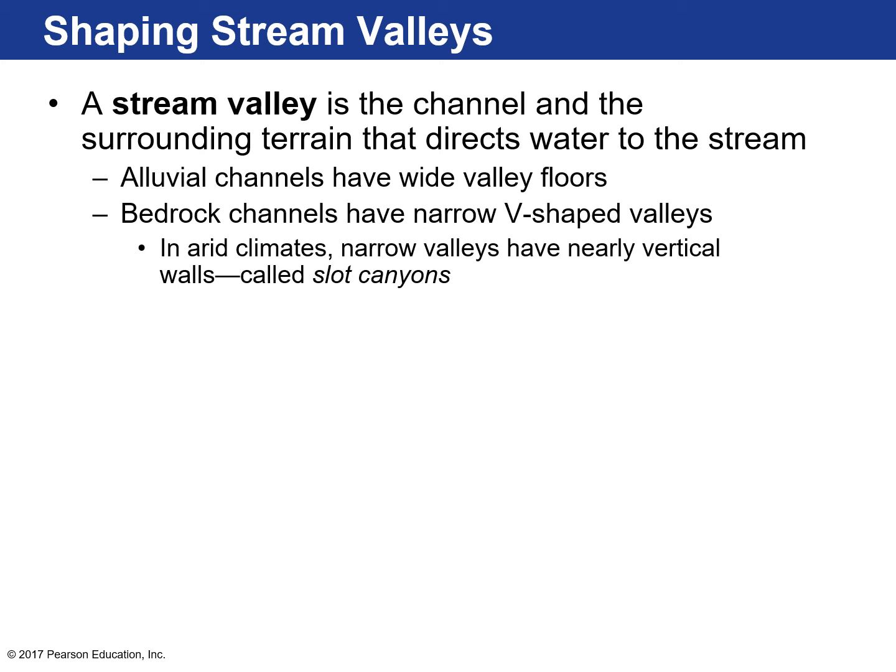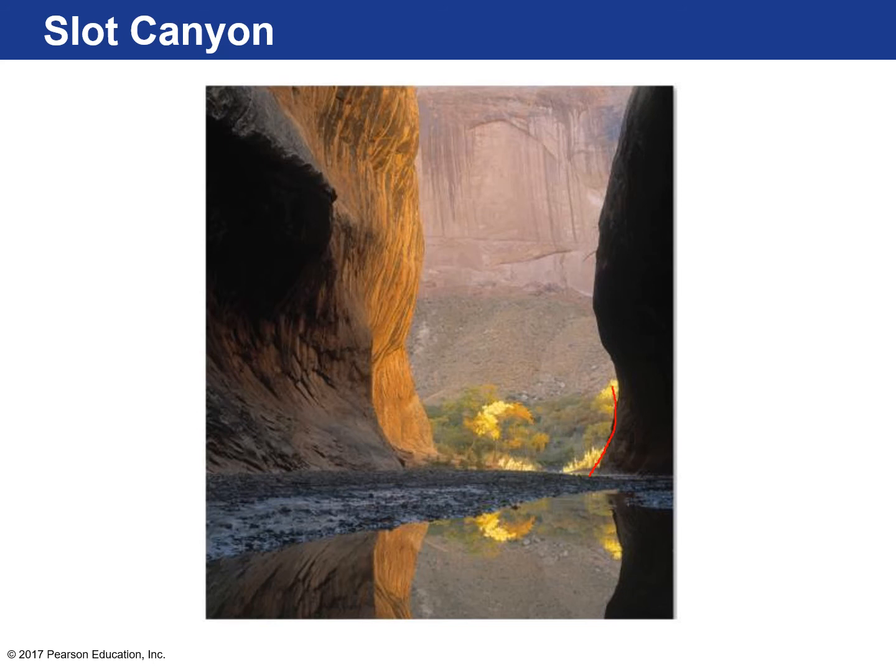And bedrock channels, which are different from the alluvial channels, which are usually at the headwaters, tend to have narrow V-shaped valleys. Okay, and in arid climates, that is exacerbated. So these V-shaped channels create slot canyons, which are very impressive. I think I got a picture. Here we go. Here's a slot canyon. The Narrows at Zion National Park have a slot canyon where the vertical walls are about 2,000 feet, which is incredible. So this would be considered a V-shaped valley.